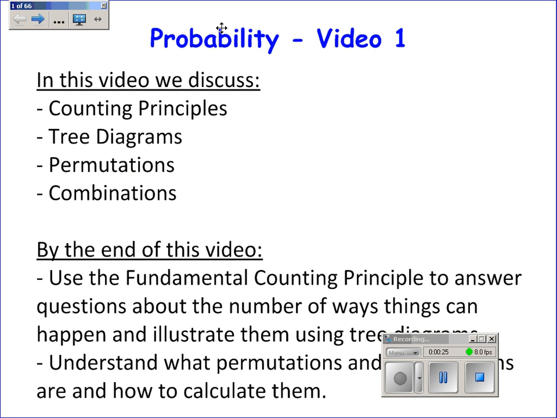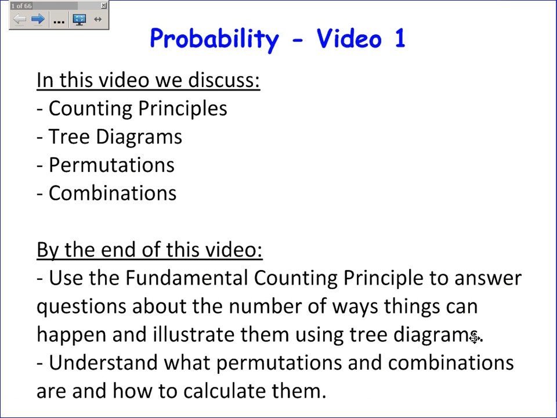We'll talk about tree diagrams, how to describe all those possibilities. We'll talk about what permutations are and what combinations are. Now, some of you may have learned about some of this already. If so, fantastic. If not, then this will be your first exposure to it. By the end of this video, I hope you're able to use the fundamental counting principle to answer questions about the number of ways things can happen and illustrate them using tree diagrams, and also understand what permutations and combinations are and how you're able to calculate them.